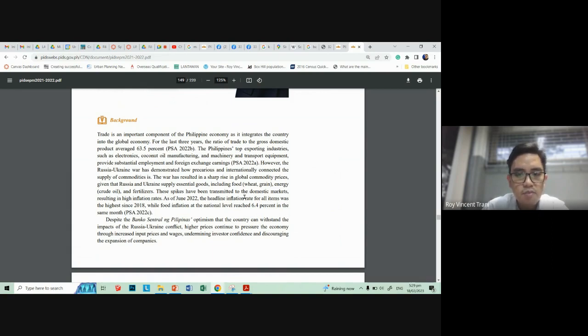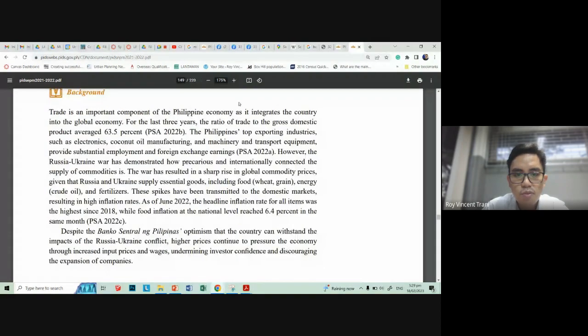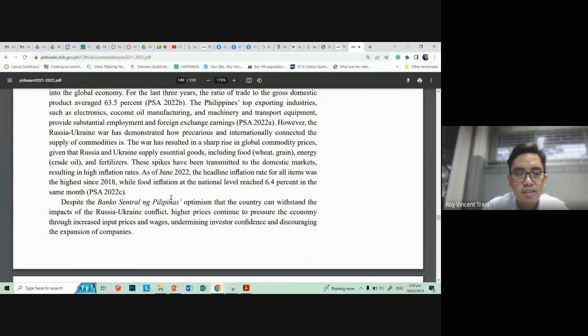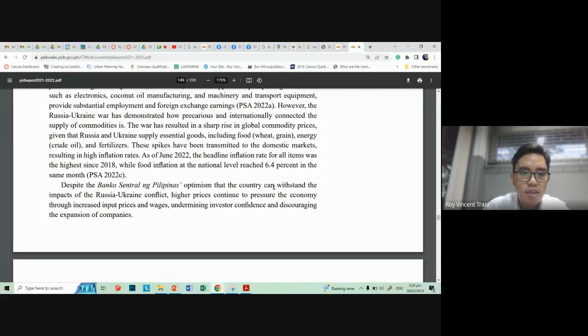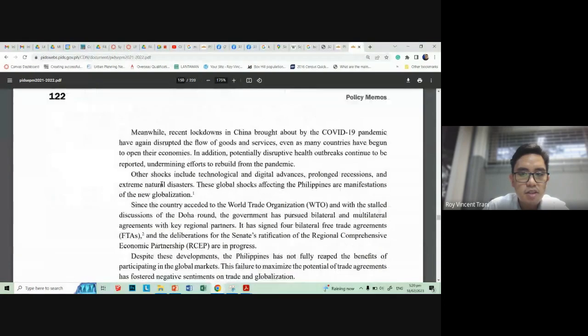These spikes have been transmitted to the domestic markets, resulting in high inflation rates. As of June 2022, the headline inflation rate for all items was the highest since 2018, while food inflation at the national level has reached 6.4% in the same month. Optimism, but meanwhile, lockdowns in China.